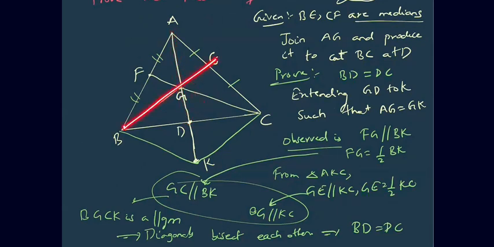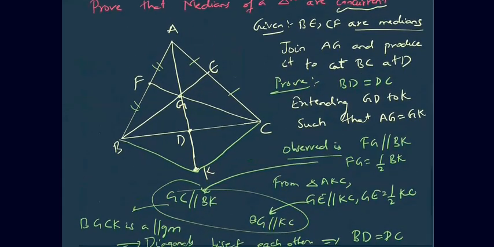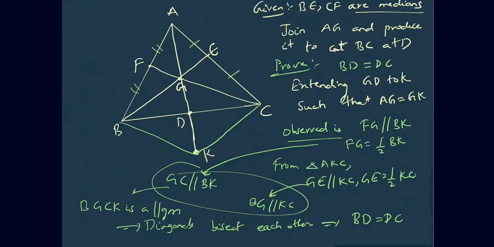And in a similar way, I can say that BG by GE must be 2:1 and CG by GF must be 2:1. So what we have proved is that in a triangle, the medians are concurrent, and the point of concurrence of these medians, that is the centroid of the triangle, divides each median in the ratio 2:1. This is what we have managed to prove.